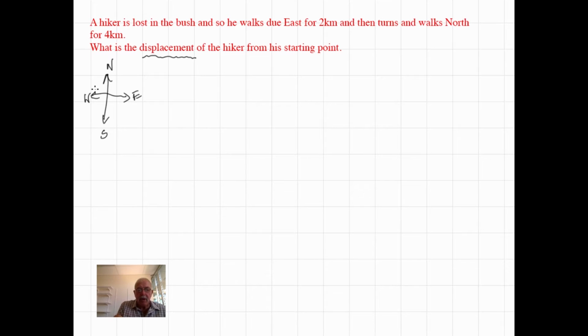So the hiker travels due east for 2. So this is the hiker's starting point. So that's the start, and travels east for 2 kilometres. And then stops and turns and walks north for 4 kilometres, not to scale, so we'll put it up there.